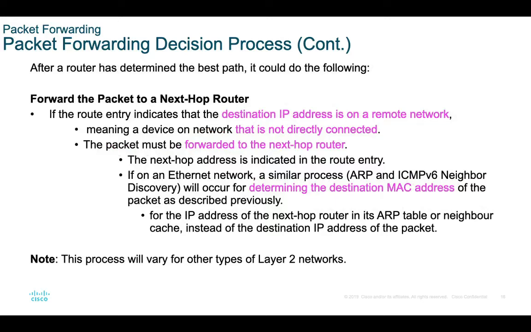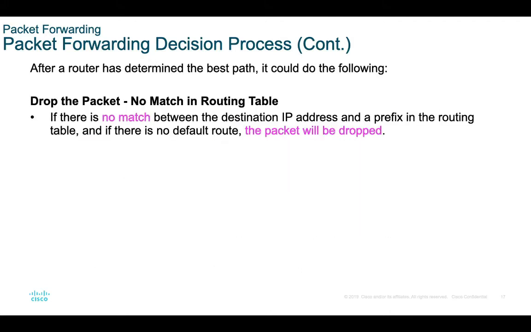Or the router will forward the packet to the next hop router, which means this is a remote network. The next hop router will then re-forward the data to the respective interface or destination. And if there is no match, the router will drop that packet, so it will be removed from our network.